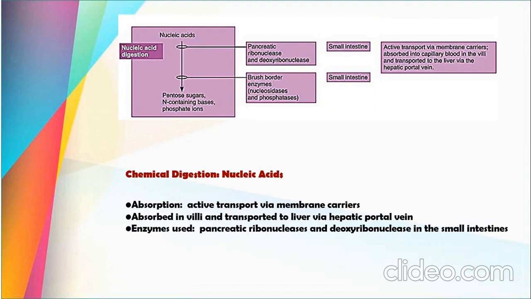Enzymes used are pancreatic ribonuclease and deoxyribonuclease in the small intestine. Now here, nucleic acid in the presence of pancreatic ribonuclease and deoxyribonuclease in the small intestine, and brush border enzymes, which are nucleosidase and phosphatase in the small intestine, forms the pentose sugar, nitrogen-containing base and phosphate ions. The active transport via the membrane carriers is absorbed into the blood in the villi and transported to the liver via the hepatic portal vein.